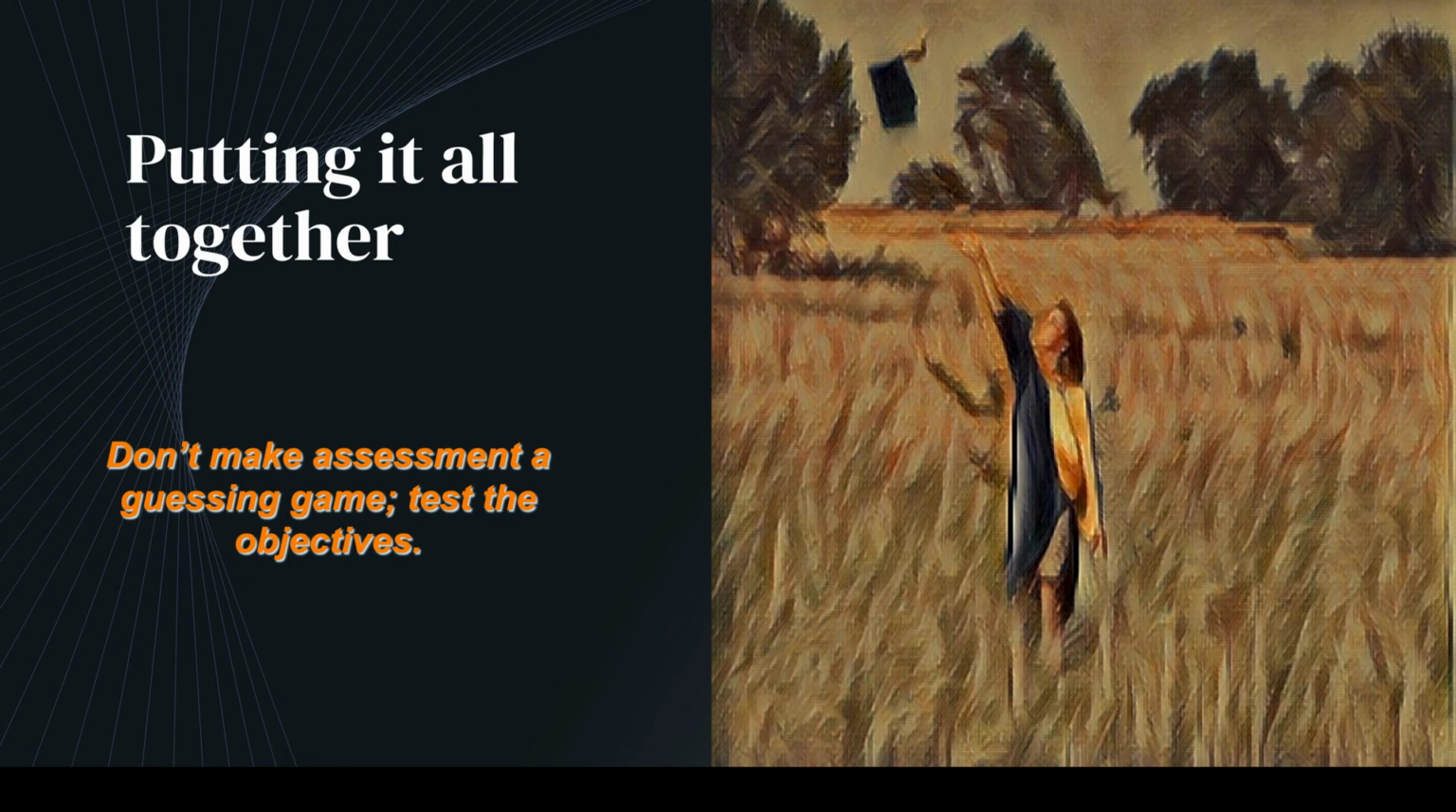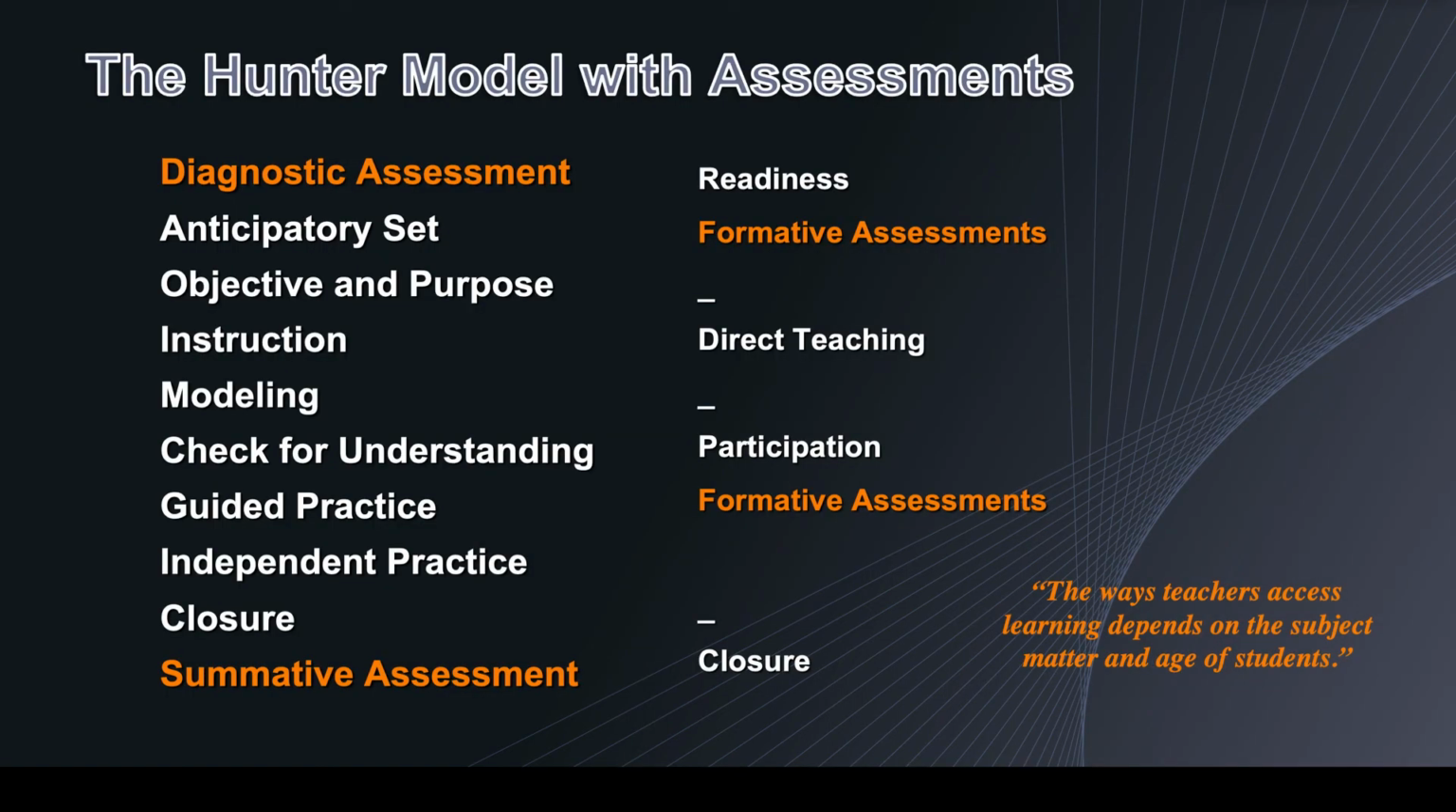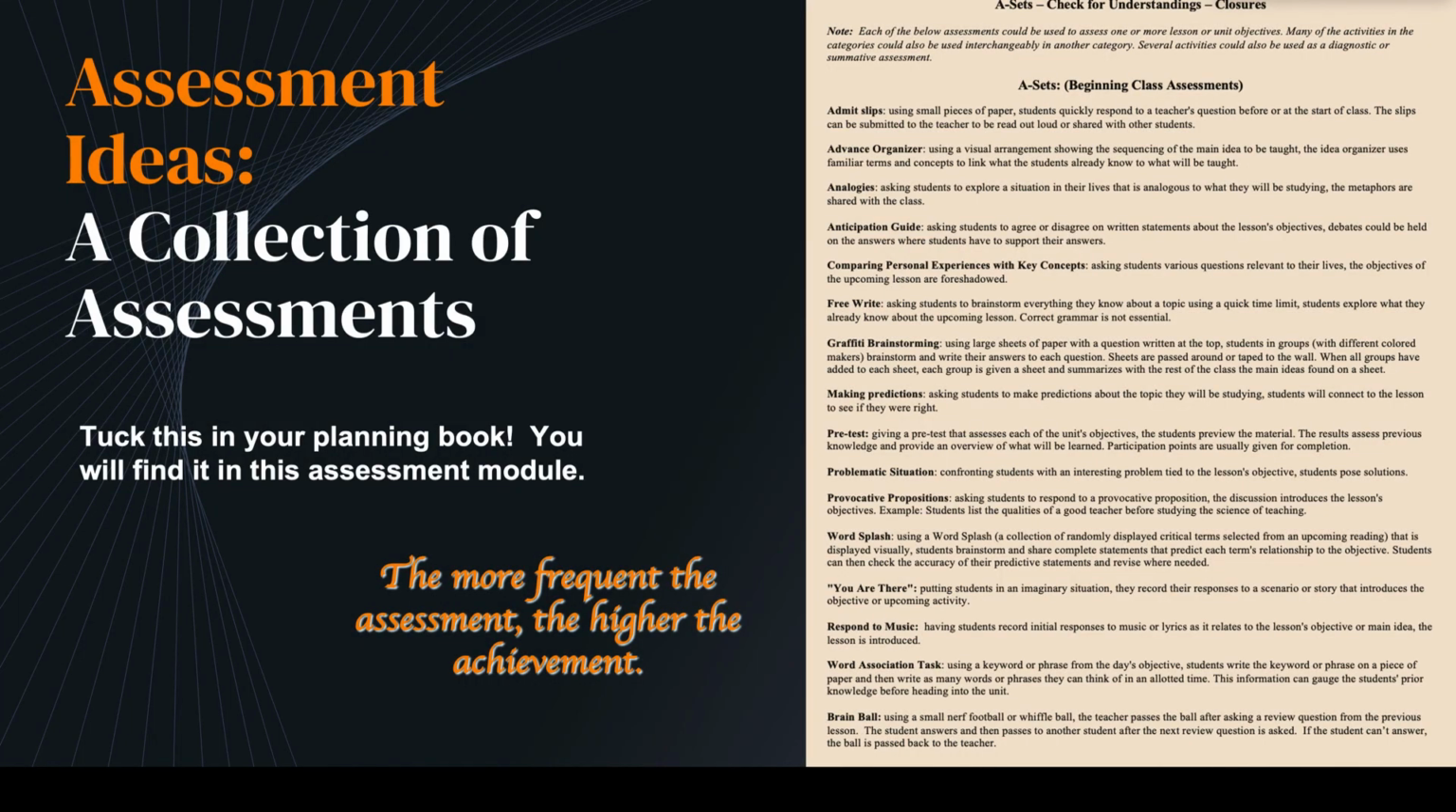So let's put it all together. What we don't want happening in any teaching is to make assessment a guessing game. The way you keep from making it a guessing game is to teach to the objectives. And this Hunter model, from using diagnostic at the beginning to find out what they know and don't know, all the way through the teaching of the 9 steps until you get to a summative assessment, and using those formative assessments in between, is a great model to teach almost any skill, almost any cognitive objectives that you need, and effective objectives. So hopefully you use it.